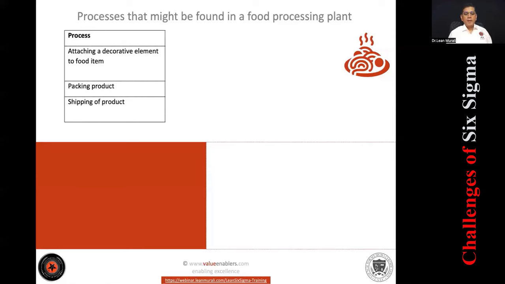Now, in some food manufacturing, some dish, you will have a topping on the top of it, some decorative element on the top of this food item, like in the ice cream, you put the topping. And it also involves packing, shipping. So I'm taking only 3 processes here: attaching a decorative item to the food element, packing the product, and shipping the product. Now, what is the metric?